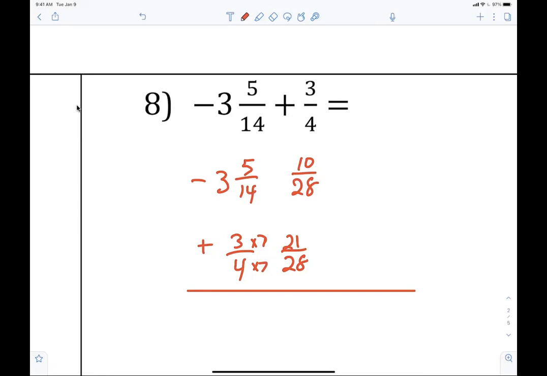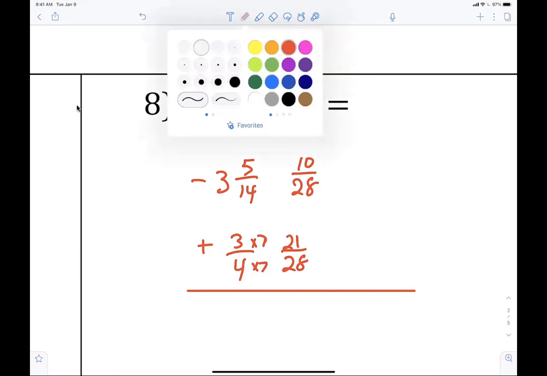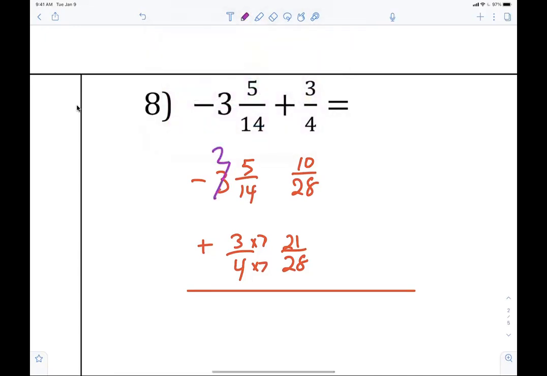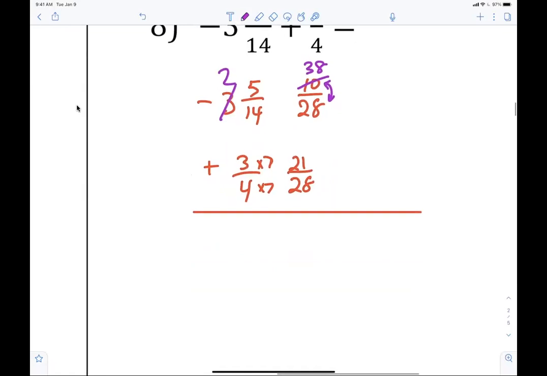No. So I have to borrow. The 3 becomes a what? 2. And then what do I do with the numerator and denominator? You add them. Thank you, Oliver. You add them. For those of you who forgot, whenever you borrow, you just add the numerator and denominator together. You're just adding 1. So when I add those together, what does that become, Taj? 38. And now we can do the subtraction.